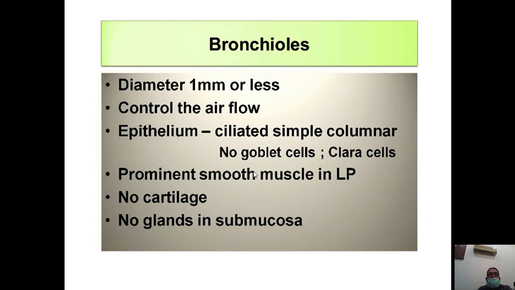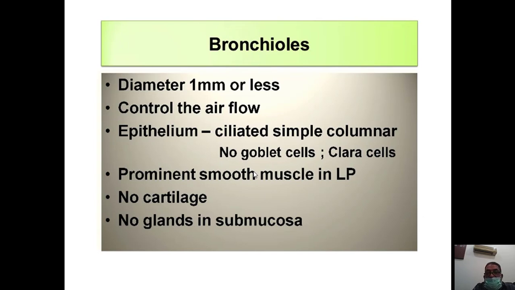Bronchiole diameter is 1 mm or less, and controls the airflow. Now bronchioles are the end part of the conducting pathway of the respiratory system. Diameter is 1 mm or less, and it controls airflow because it is richly supplied by smooth muscle fibers. The epithelium is ciliated simple columnar epithelium. Now the epithelium changes in the bronchiole. Over here the epithelium is simple ciliated columnar epithelium, with no goblet cells.